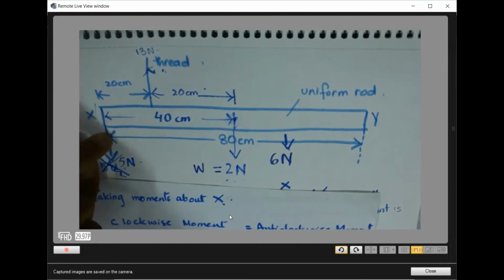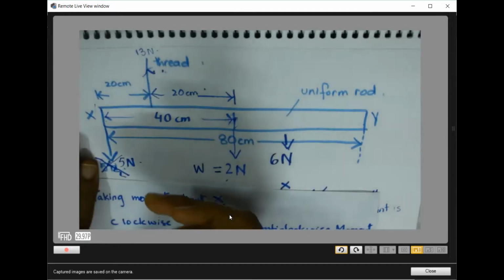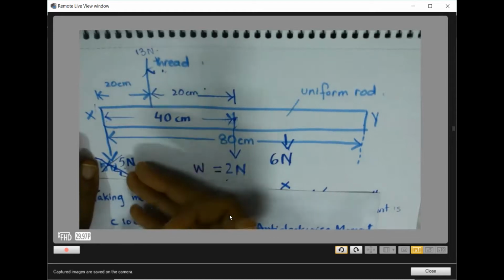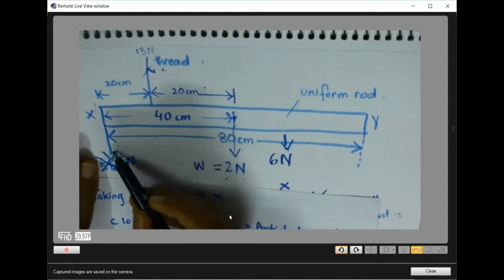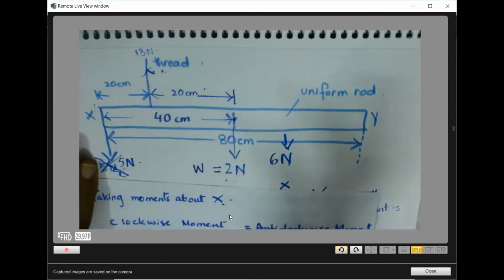0. It's passing through X, right? So it's 0. So it doesn't matter. Canceling meaning multiplying by 0. That's why I'm canceling it, because the distance is 0. So how can you say if it is clockwise or anti-clockwise? You cannot say.